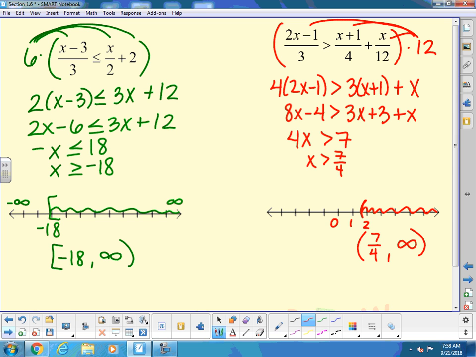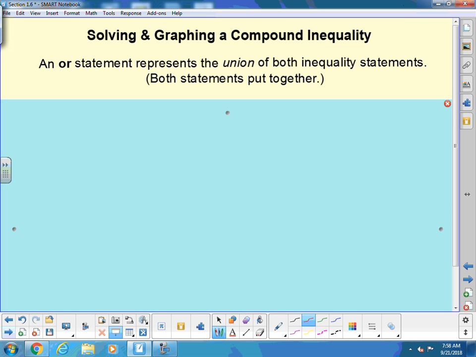Okay? Good? All right, so those are basic inequalities. Next are compound inequalities. So this is where you have two inequalities put together with either an and or an or statement. Or, when you see it, means union, which means both of the inequalities put together. Anything that is a solution in one or the other is a solution for the entire inequality.